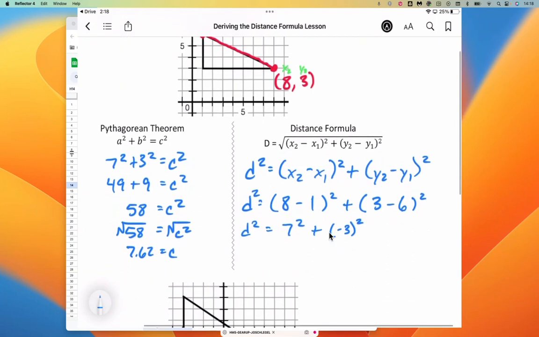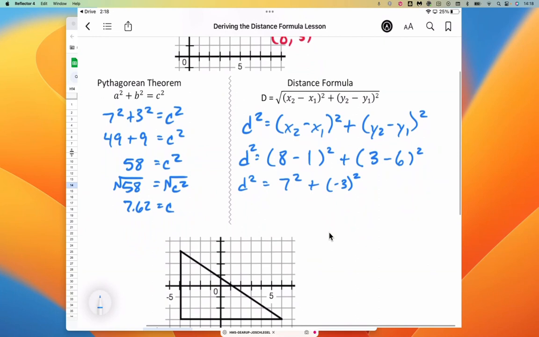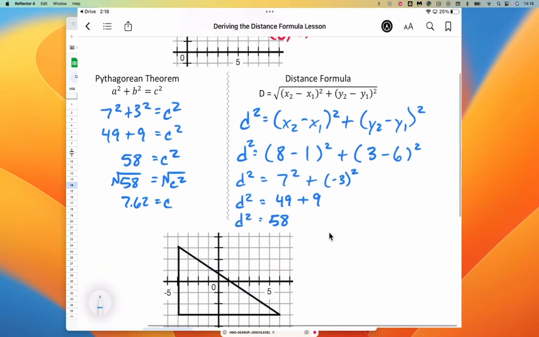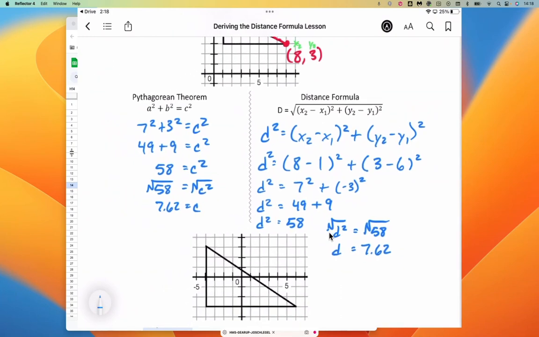And you see that that 3 is negative, which looks like it could pose a problem, but watch, it's not going to. D squared is equal to 49 plus negative 3 times negative 3 is 9. D squared is 58. Just like it was when we did the Pythagorean theorem. So square root of D squared is equal to the square root of 58. D is equal to 7.62.